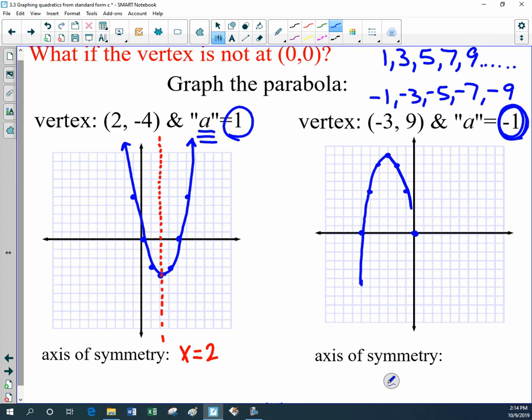Okay, so here's our parabola. It opens down because A is negative. Then the axis of symmetry is right here, right down the middle. So the axis of symmetry would be x equals negative 3.